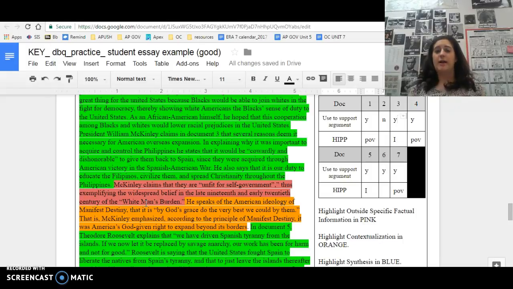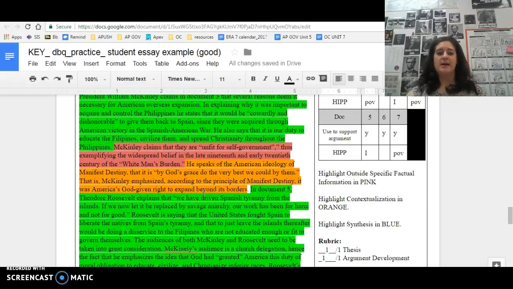But they do try. The next section, he speaks of the American ideology and manifest destiny, that it is by God's grace to do the very best we could by them. That is, McKinley emphasized, according to the principle of manifest destiny, it was America's God-given right to expand beyond its borders. Again, that's a good attempt at contextualization.